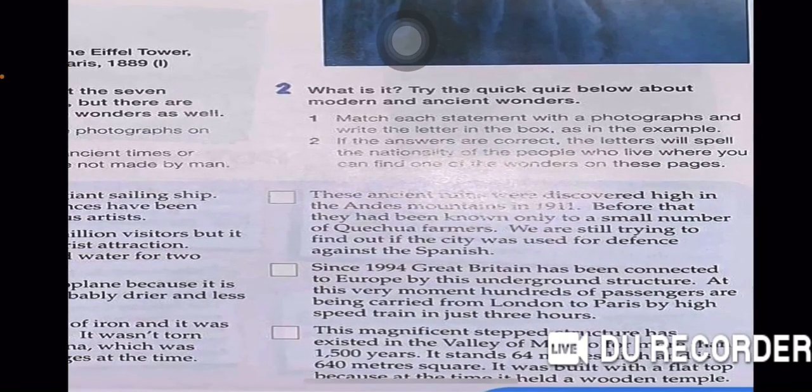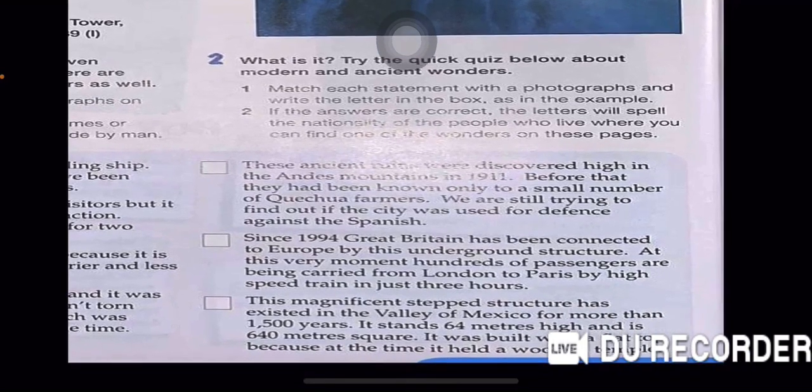This ancient city was discovered high in the Andes Mountains in 1911. Before that, it had been known only to a small number of Quechua farmers. We are still trying to find out if the city was used for defense against the Spanish. Since 1994, Great Britain has been connected to Europe by this underground structure.